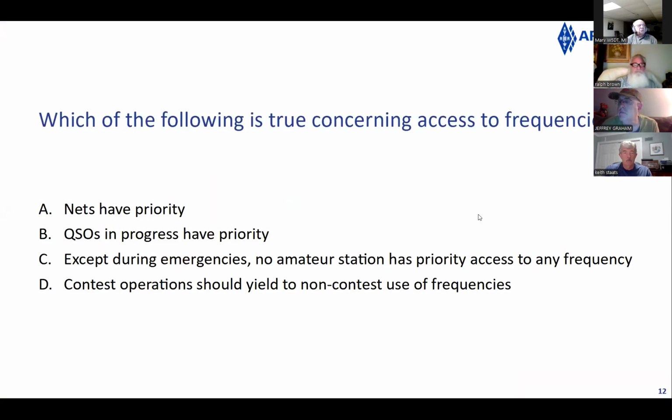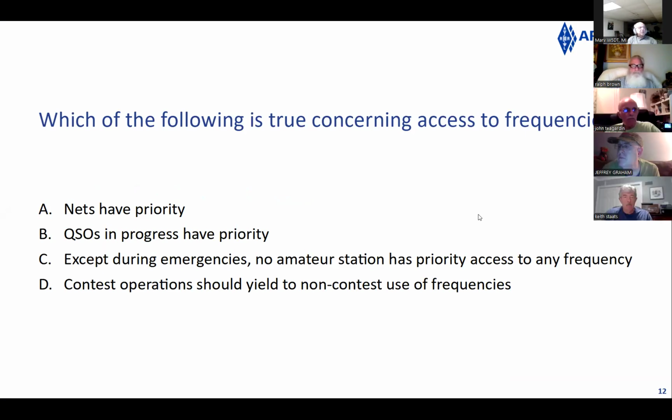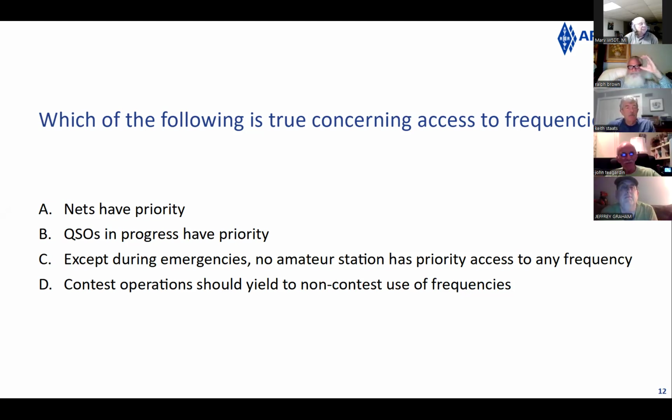Which of the following is true concerning access to frequencies? Nets have priority. QSOs in progress have priority. Except during emergencies, no amateur station has priority access to any frequency. Contest operations should yield to non-contest use of frequencies. Anybody got an idea? I believe that would be C. Okay, C. You're right. C is correct.